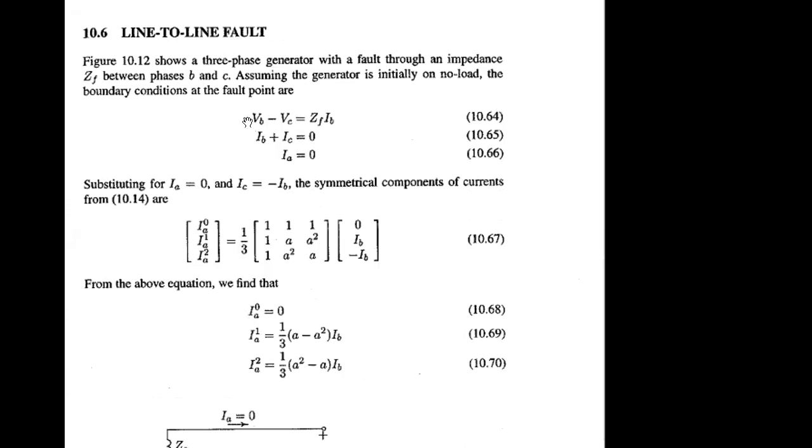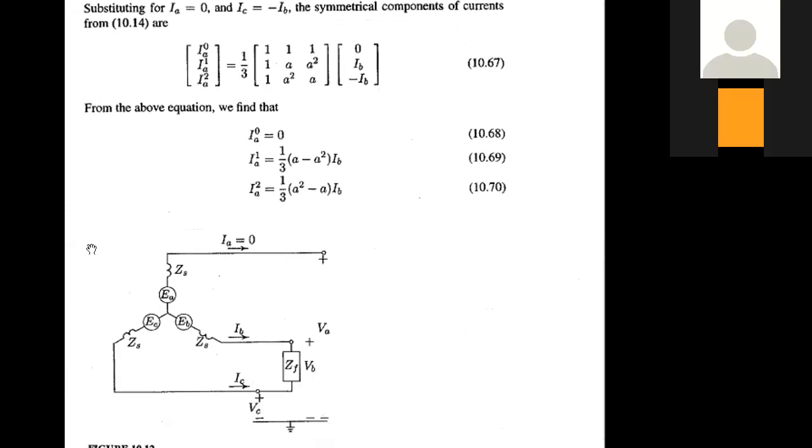Here you can see what will be the case. When you have line to line fault, your fault impedance will be in between two lines. Okay, and there you have the issue of current flow between those two lines. Actually, IB plus IC, what will that be? Equals 0, right? When you have double line fault, is it clear? IB plus IC equals 0 for double line fault.